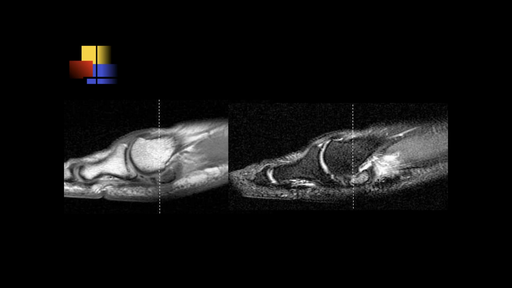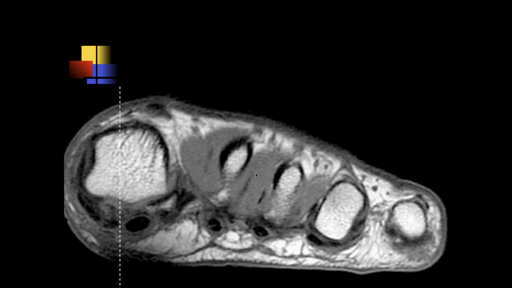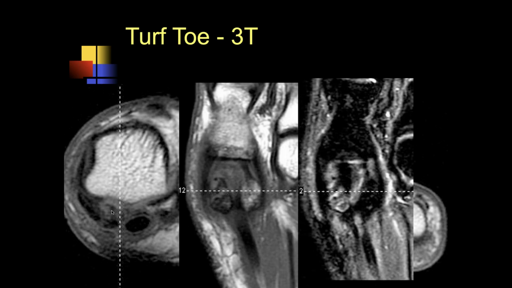Here's just another example. We can see edema within the sesamoid bone. We can see there's some proximal retraction and angulation and a tear distally here of the sesamoid phalangeal ligament or tendon. Here are the coronal images. We can see the abnormal signal intensity here within the medial sesamoid bone, and the fracture plane is nicely seen on the axial images.